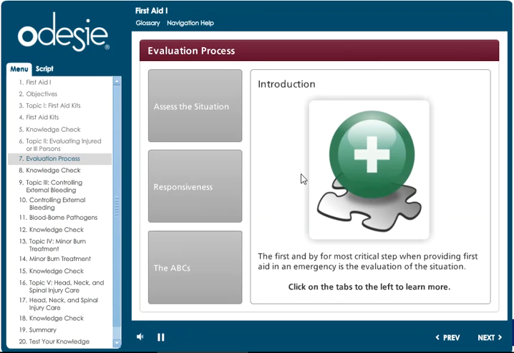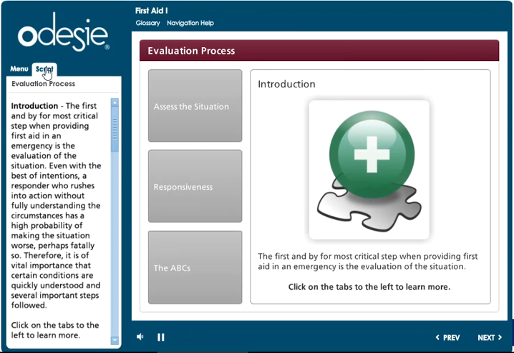The first and by far the most critical step when providing first aid in an emergency is the evaluation of the situation. Even with the best of intentions, a responder who rushes into action without fully understanding the circumstances has a high probability of making the situation worse, perhaps fatally so. Therefore, it is of vital importance that certain conditions are quickly understood and several important steps followed. Click on the tabs to the left to learn more.